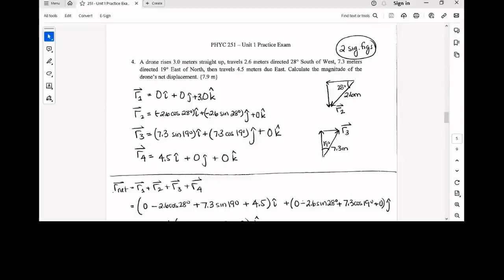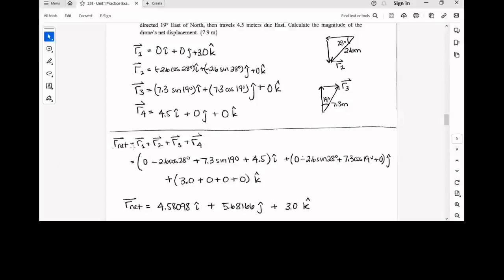7.3 cosine 19 is equal to the vertical component. That's positive, so it's going to be a positive. Nothing's happening in the z-axis, so I have a 0 k-hat. And then finally for maneuver 4, it's just 4.5 meters due east. So due east just means in the positive x direction. So I have 0 j-hat, 0 k-hat.